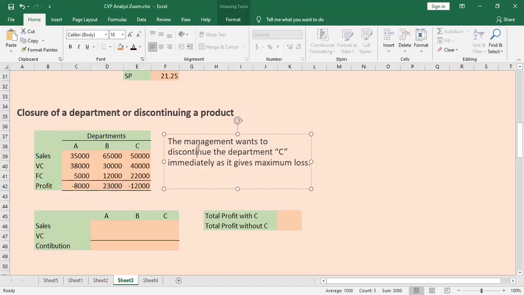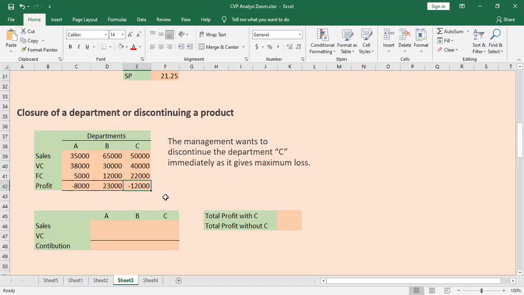The management of this particular company is thinking of discontinuing department C immediately, as it gives the maximum loss. If you observe this, you can see department C is making the maximum loss here, because it is making a negative 12,000 profit. That means it's a loss, right? Now we are supposed to evaluate this particular decision. Management says, since it is making a big loss, we should discontinue it.